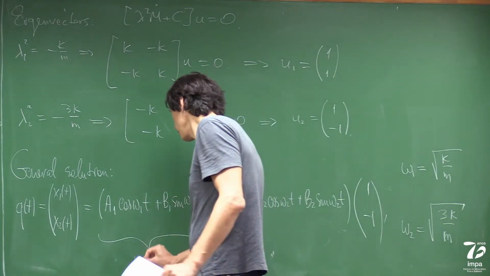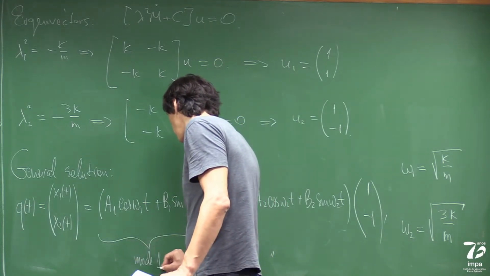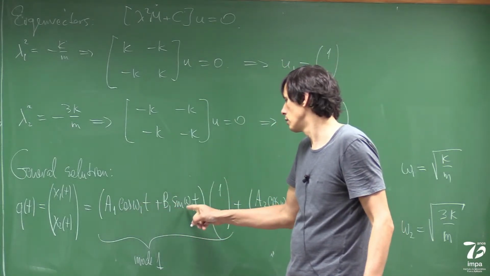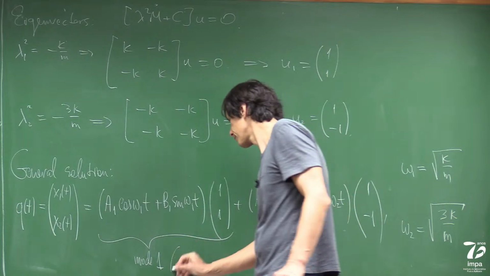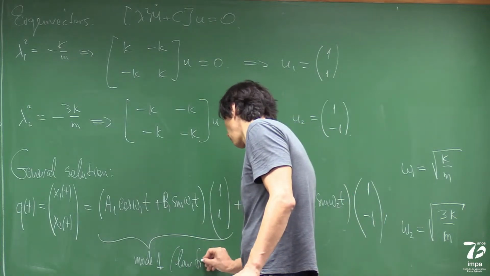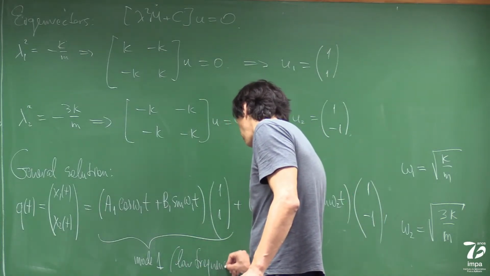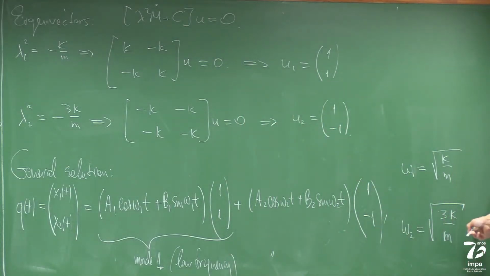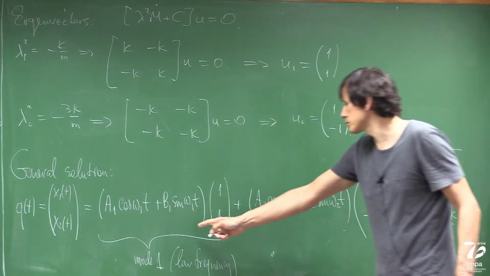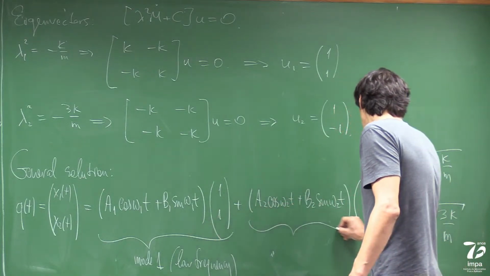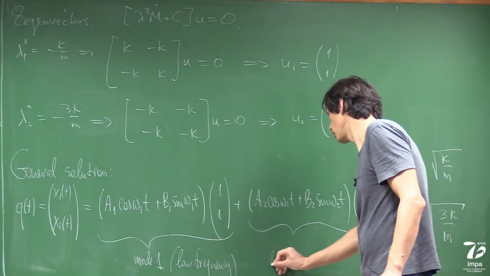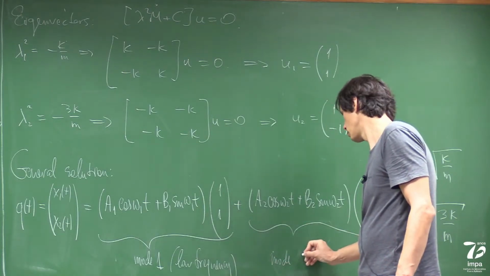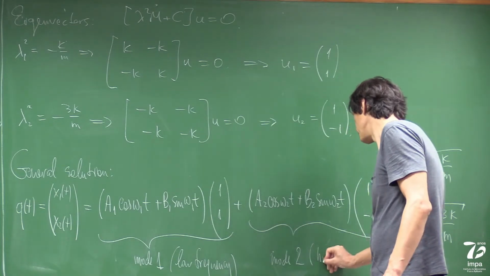There is mode 1, which is a periodic solution with a low frequency. So there are two frequencies. One is smaller, another is larger. This we call lower frequency because the frequency is smaller. And this is solution mode 2, also a periodic solution with high frequency.